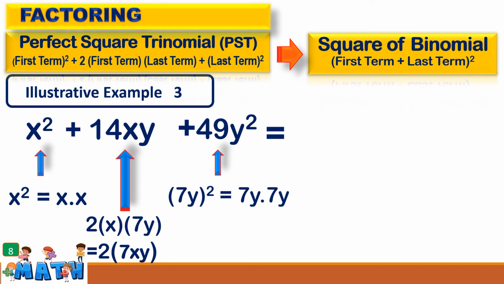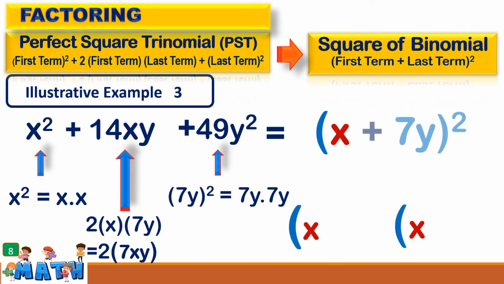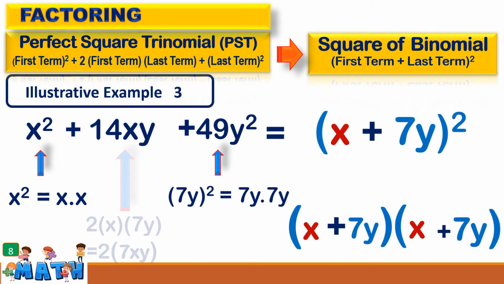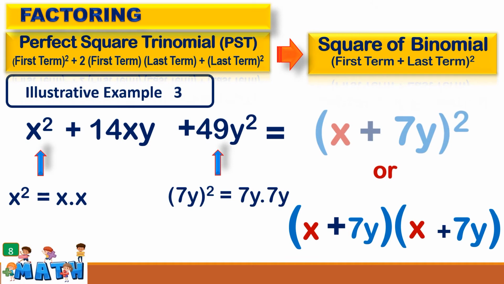And writing the factors following the pattern, the first term is x and the last term is 7y. So we have the quantity x plus 7y squared, or x plus 7y times x plus 7y, which is the square of a binomial.